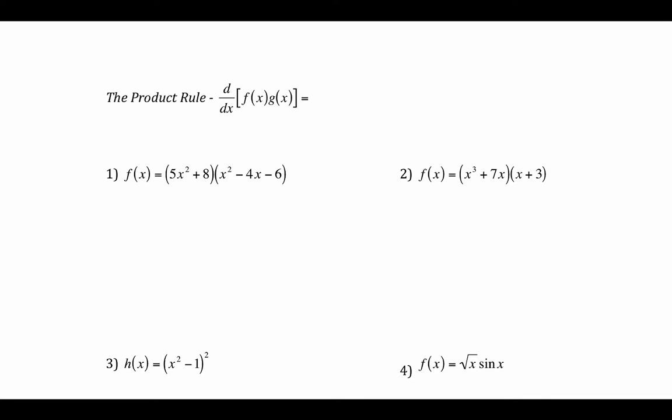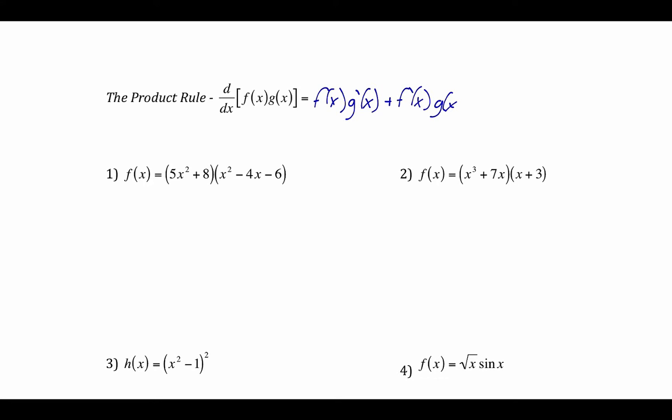Next up for derivatives is the product rule. So in other words, the derivative of two polynomials being multiplied by each other. So the derivative of f of x times g of x is going to be f of x times g prime of x, in other words, f of x times the derivative of g of x, plus f prime of x times g of x.